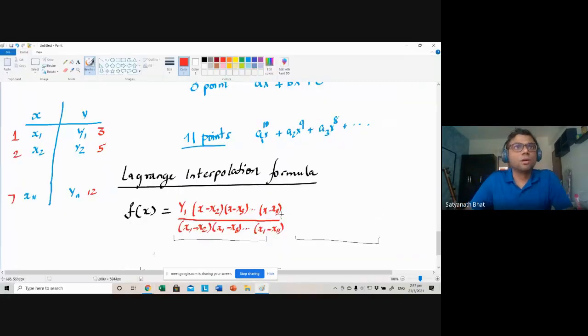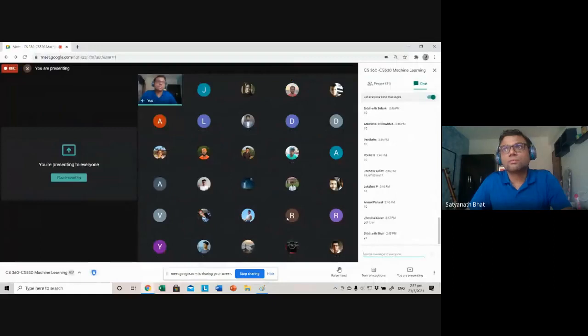Now, can you evaluate the value of f of x for x equal to x1? If I put x equal to x1 for f of x, only this term is there. F of x1, what is it? Can someone tell? What is f of x1? y1. Okay, all right. Everybody sees that?